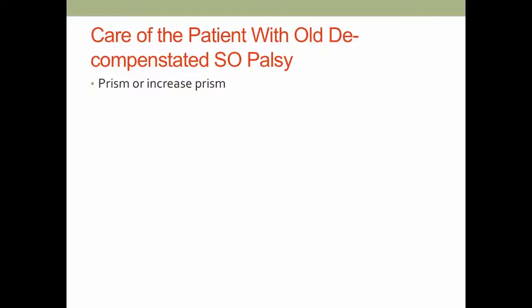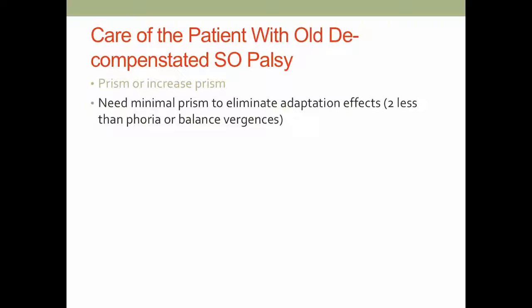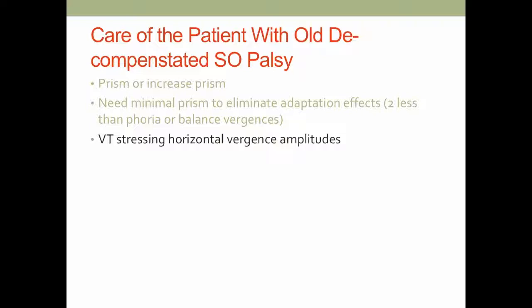You want to give the minimum amount of prism that will hold their eyes together. If they're asymptomatic, don't give them any prism. We often do vision therapy on these patients. Interestingly, we do not train the verticals. We train horizontals.